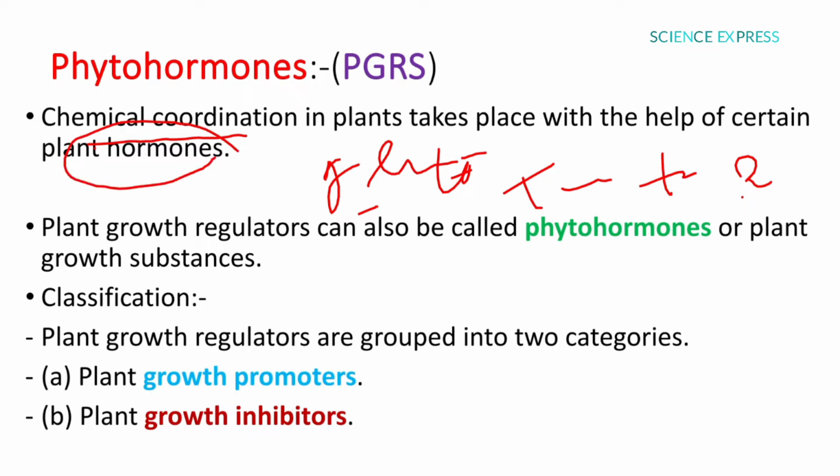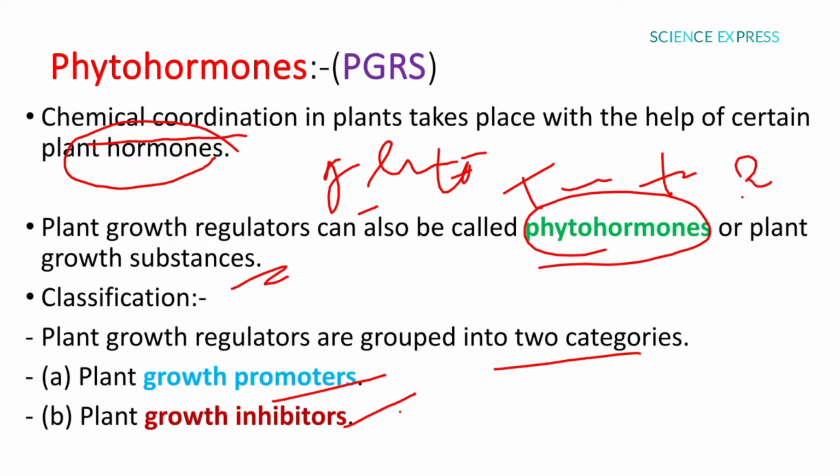Clear? Plant growth regulators can also be called phytohormone or plant growth substance. They are classified into two categories. The first one is called plant growth promoter and the second one is called plant growth inhibitor.